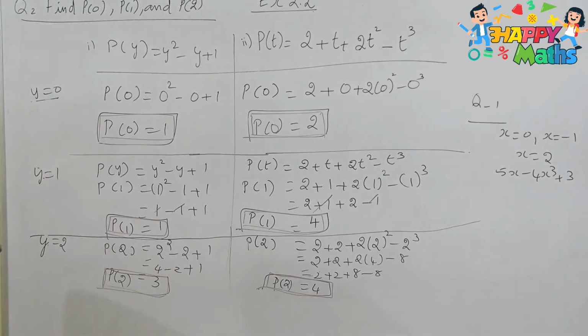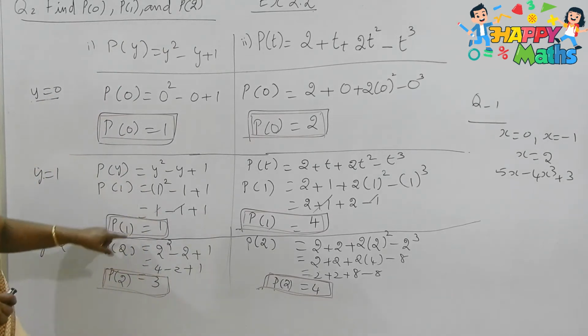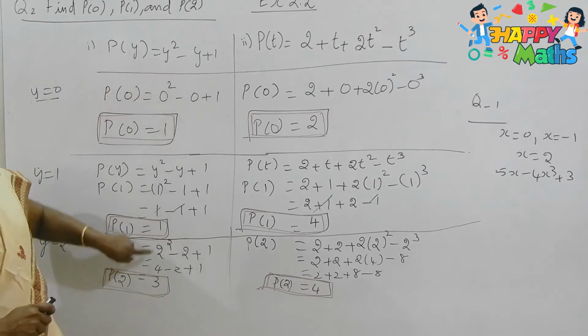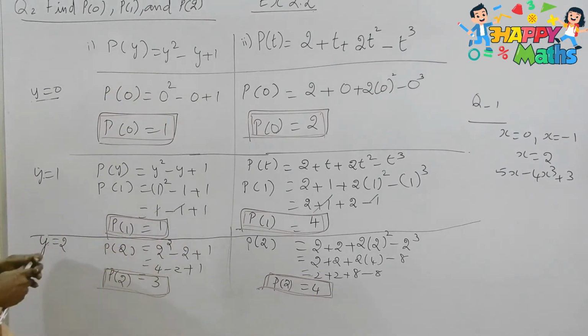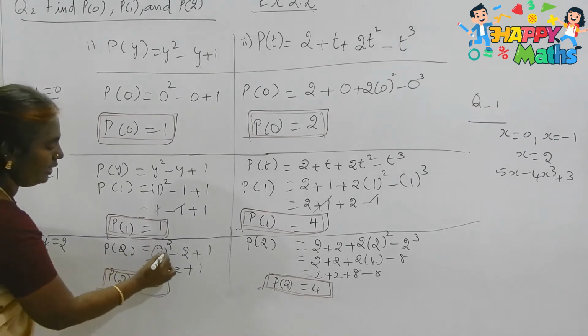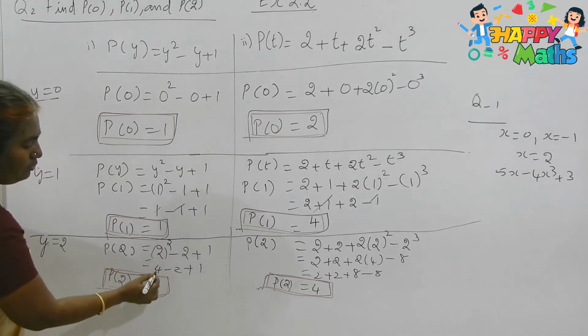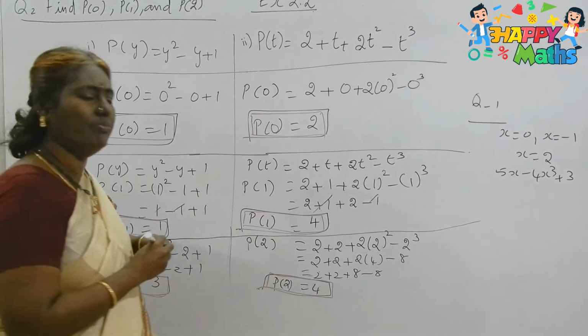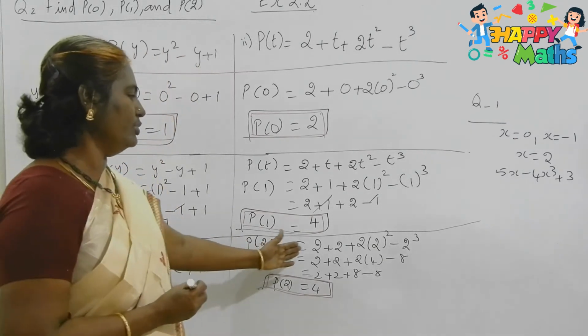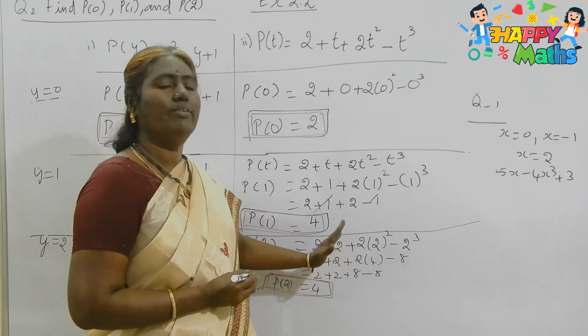Here also see, when I substitute 2, the same way, in the place of y I am substituting 2, then it is 2 square minus 2 plus 1. 2 square is nothing but 4. Then 4 minus 2 plus 1. 4 plus 1 is 5. 5 minus 2 is 3. These are all easy things, you can very well know that. Yes or no? Here also I have substituted the values the same way.